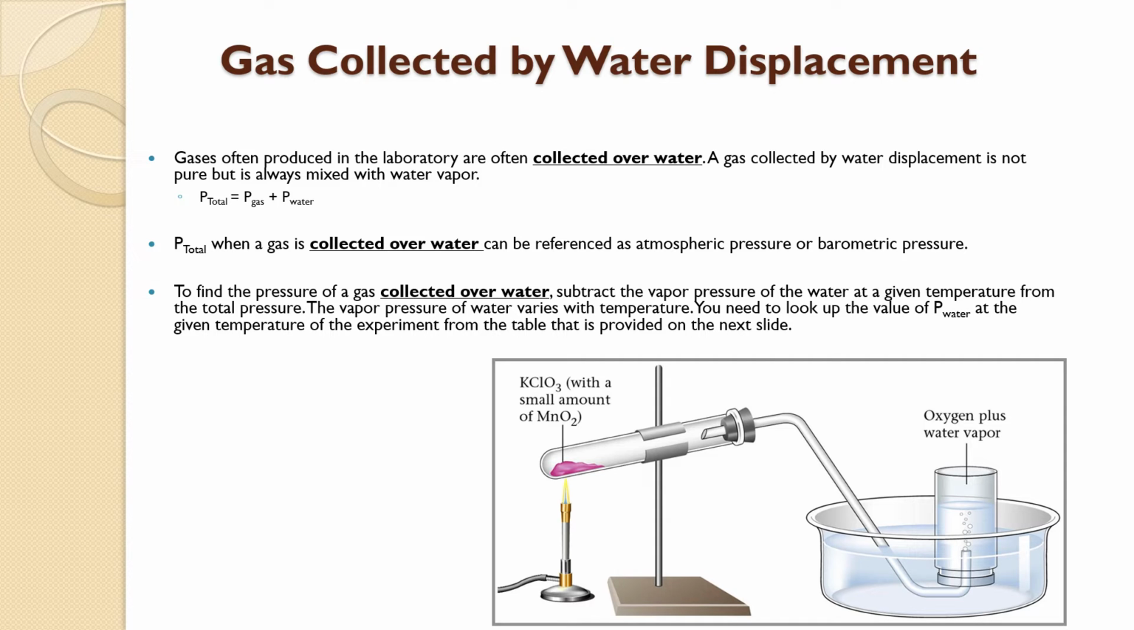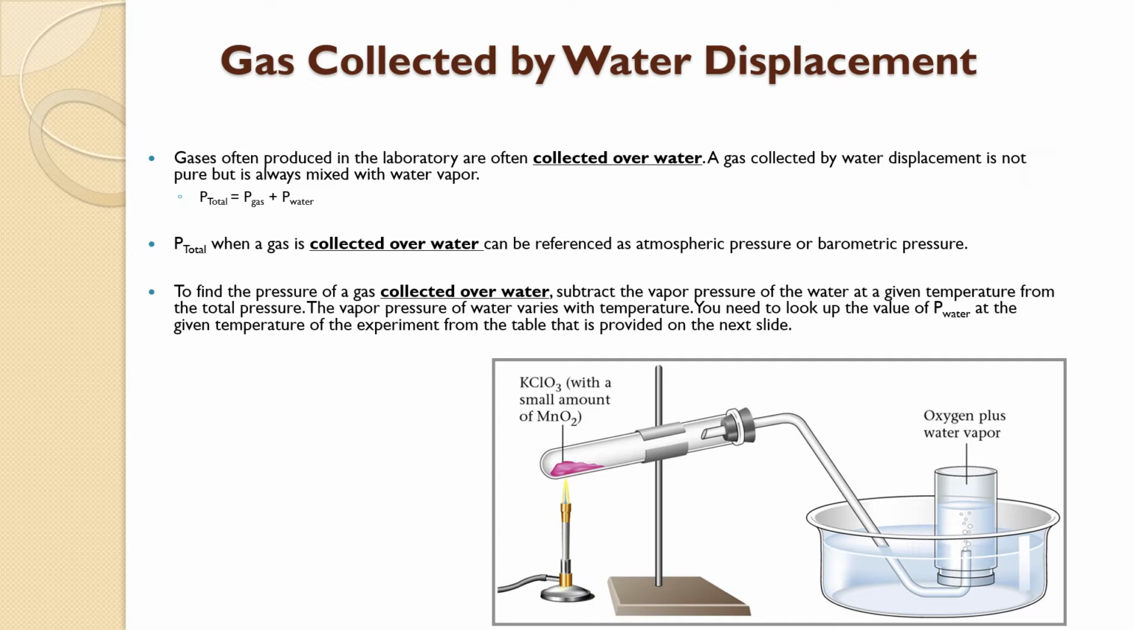You can look at the diagram above, and you notice that they are heating a small amount of substance. When they do that, it will release a gas. That gas will flow through the tube and be collected under water. The gas that is collected under water is also mixed with water vapor, so therefore it needs to be subtracted out. The total pressure when a gas is collected over water can be referenced as atmospheric pressure or barometric pressure.